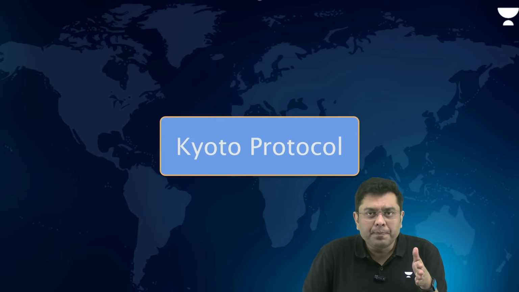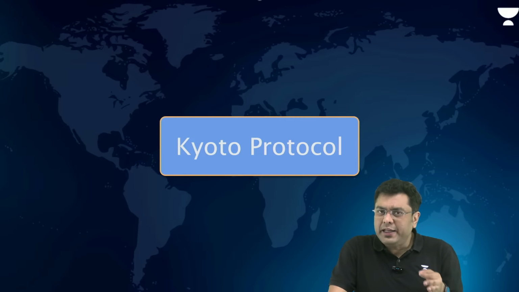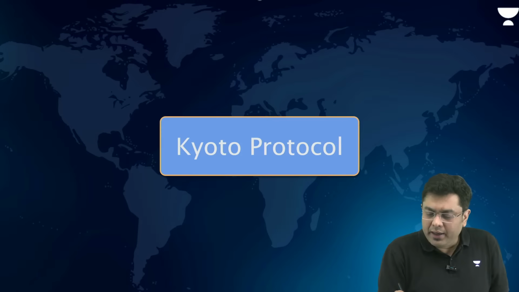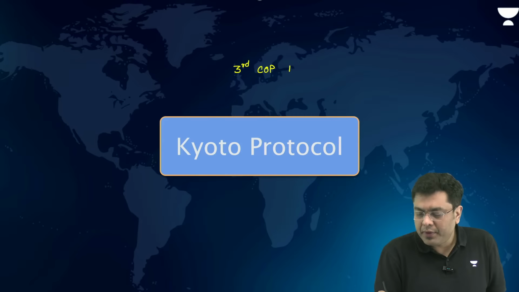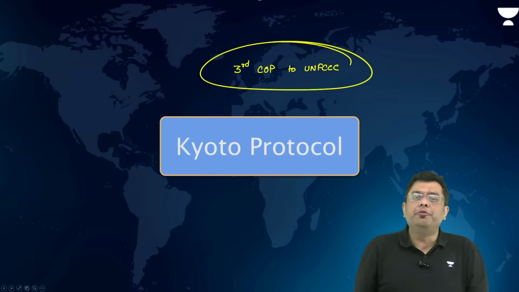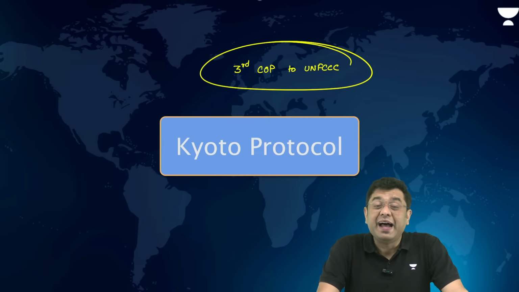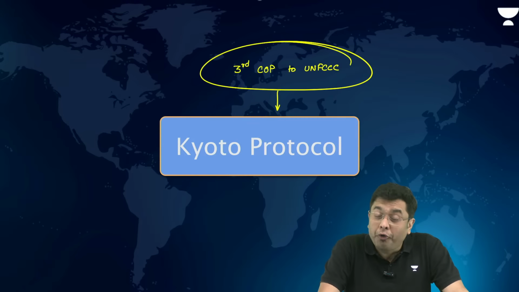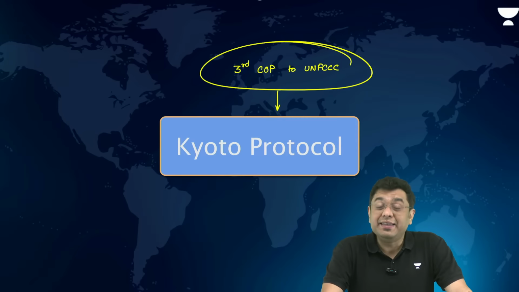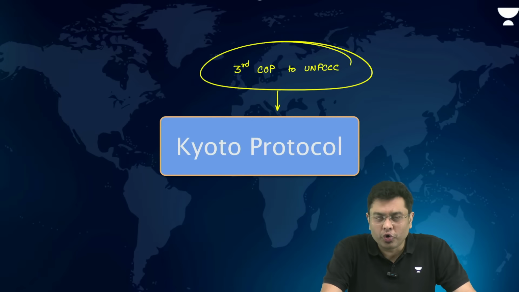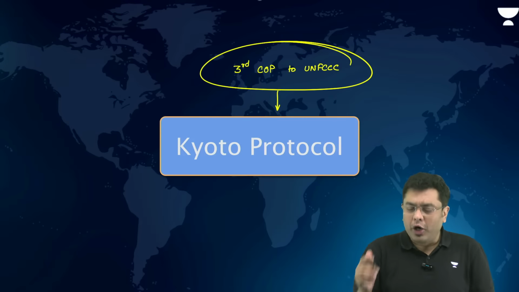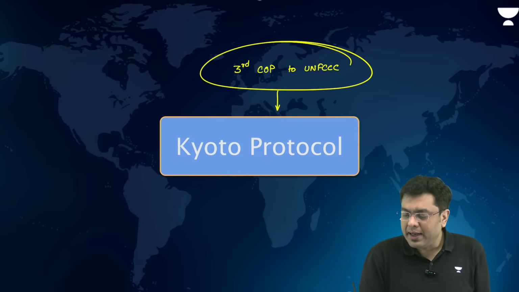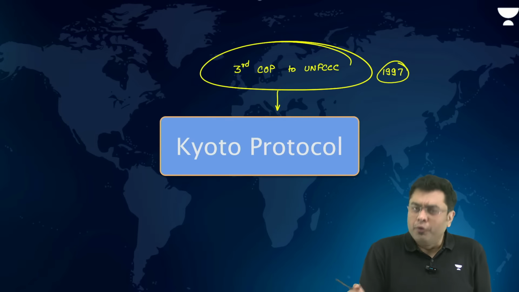A protocol. So, at the third Conference of Parties to the UNFCCC, the third COP, the conference of parties was held in Japan. And that is where, for the first time, a comprehensive protocol for global warming was arrived at, and that is what is famously known as the Kyoto Protocol. So, the Kyoto Protocol was arrived at in 1997. What did it talk about?